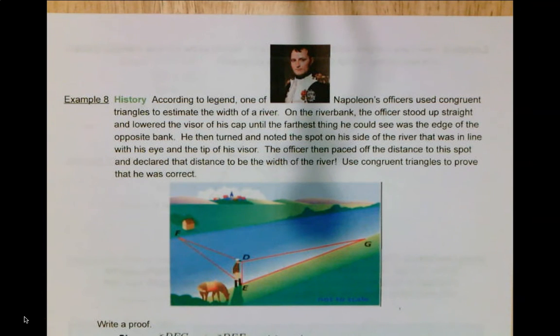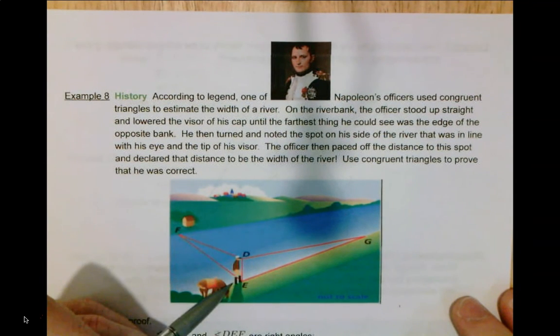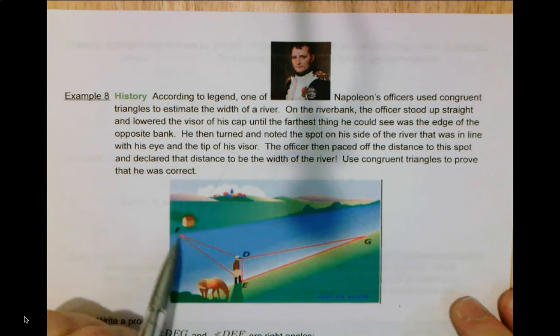On a riverbank, the officer stood straight and lowered the visors of his cap. So I grabbed a baseball cap. Now, imagine that the officer's cap has a visor on it, similar to the visor on a baseball cap. So what he's doing, you can see he is standing next to the river edge, and he looks across the river to the other river bank.